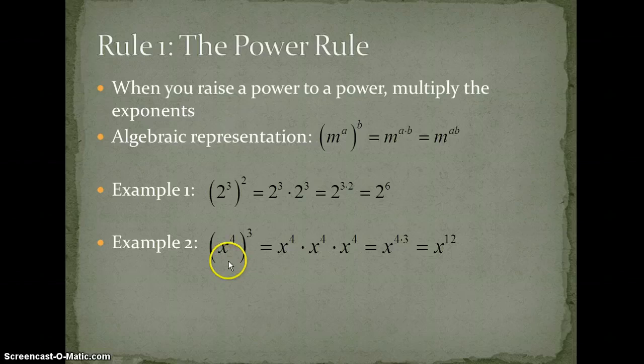If you're working with variables, x to the fourth power, all raised to the third power, when you string that out, it becomes x to the fourth times x to the fourth times x to the fourth. Then you get x to the fourth times 3. Ultimately, you have x to the 12th power.